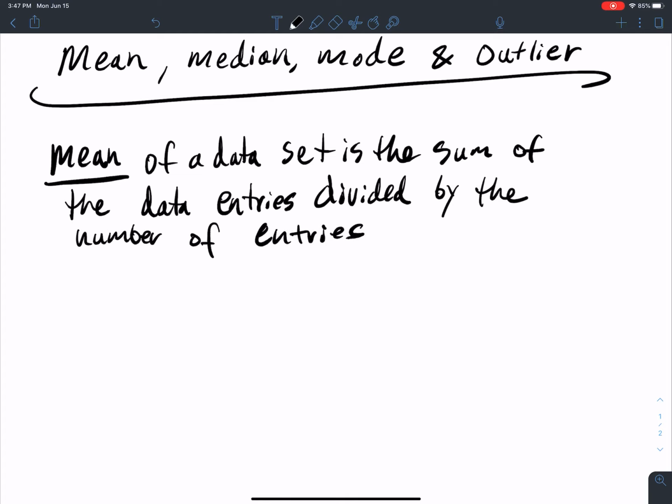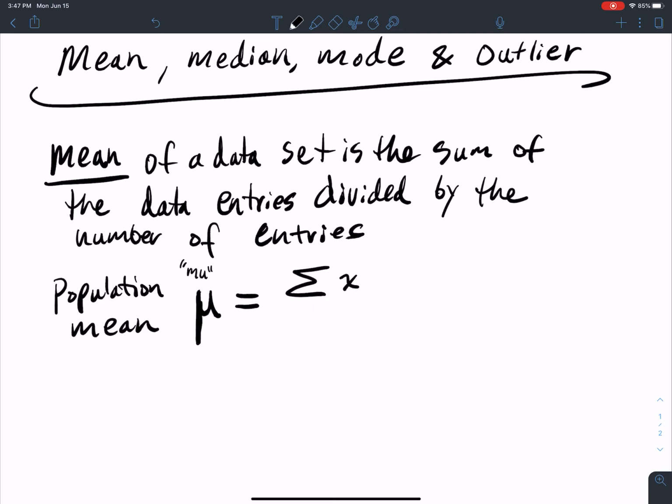Okay. So we've got population mean, which is represented by mu, so it's mu, a Greek alphabet letter, and it's equal to the sum of all the data points, x, divided by the total number in the entire population. So this is the number of entries in the population. Okay.